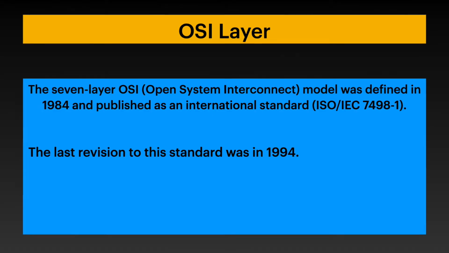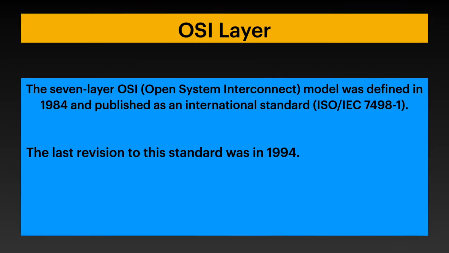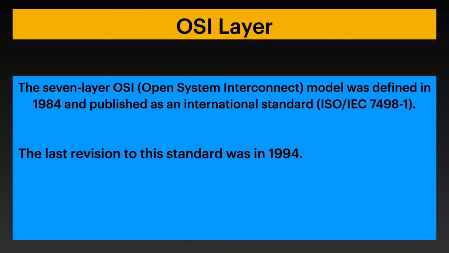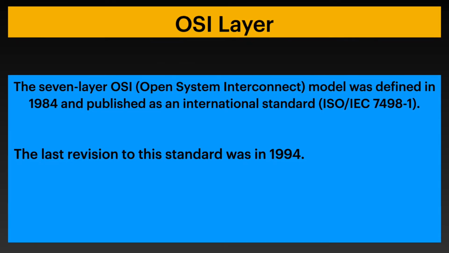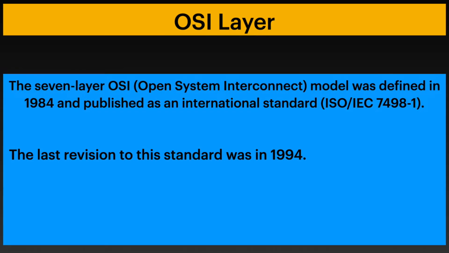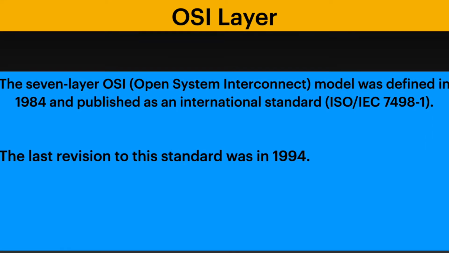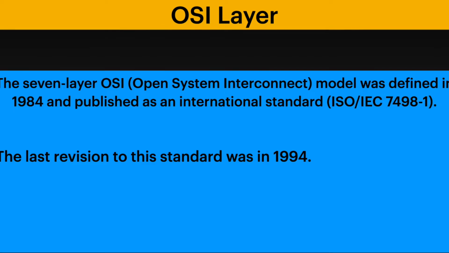Today we are going to discuss one of the basic networking concepts called the OSI layer. OSI stands for Open System Interconnection and it was created by ISO. Everyone knows that OSI has 7 layers, but in this video we are going to focus on how the data transfers between two systems using these layers.